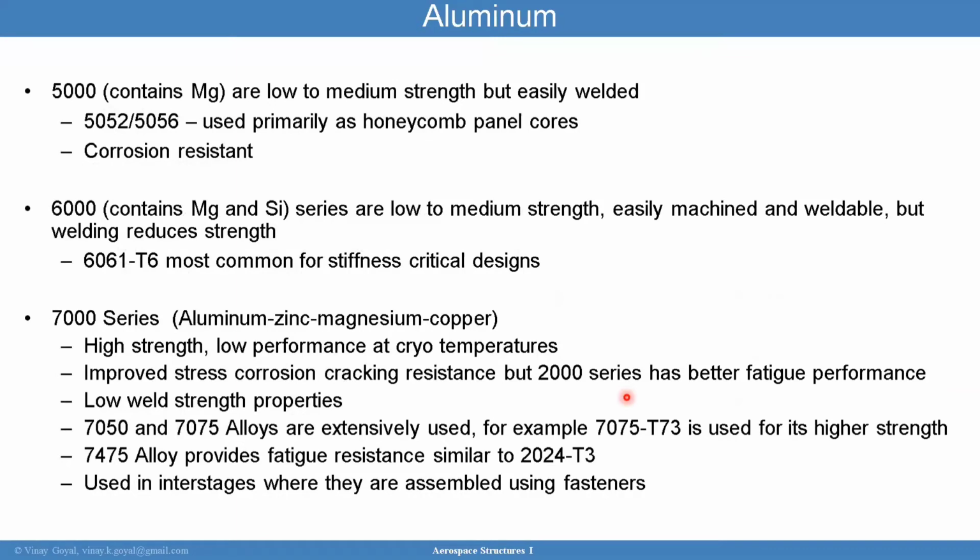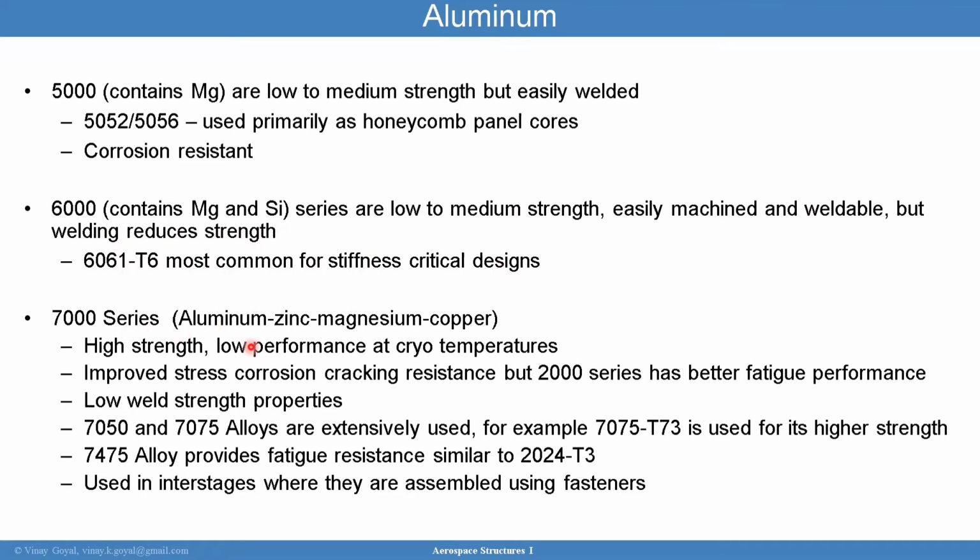Aluminum 5000 series are low to medium strength but easily welded. 5052 and 5056 are primarily used in honeycomb panel cores. You're going to see that a lot. They can be corrosion resistant, but there are cases where corrosion can be a problem. The 6000 series are low to medium strength and are easily machined and weldable, but welding does reduce strength. 6061 T6 is most commonly used for stiffness critical designs.